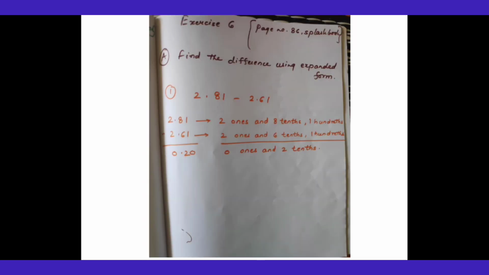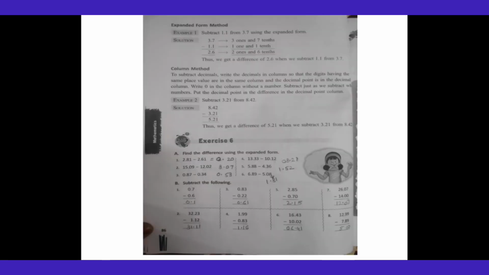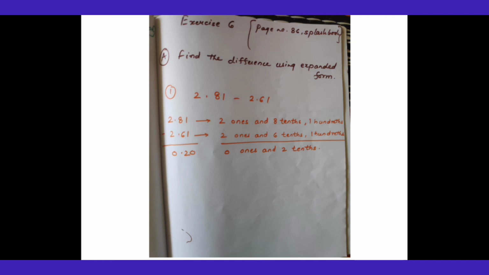Now exercise 6 is based on the subtraction of decimals, and you can solve it and complete it in your classwork copy under Splash Book. Okay, and it is the difference using the expanded form. You can solve in this way. Just simply subtract and write the expanded form of the numbers given. Fine.